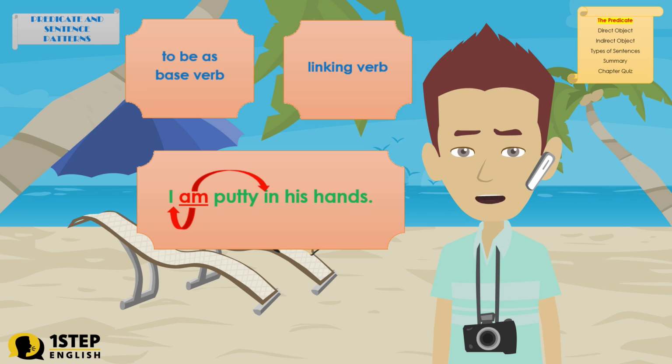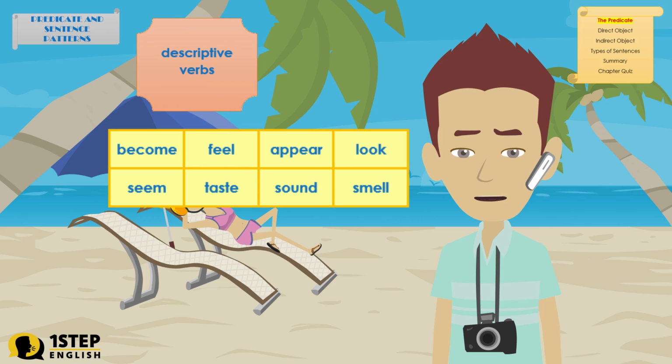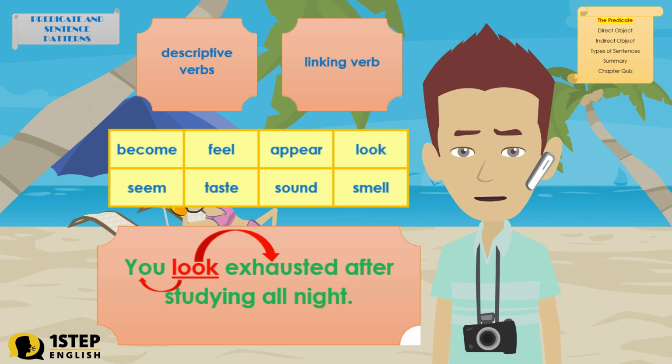the relationship or condition. Descriptive verbs, such as, become, feel, appear, look, seem, taste, sound, and smell, are often linking verbs as well. For example, you look exhausted after studying all night. In this sentence, the word, look, is the linking verb that connects, you, and, exhausted after studying all night, to show the relationship or condition.